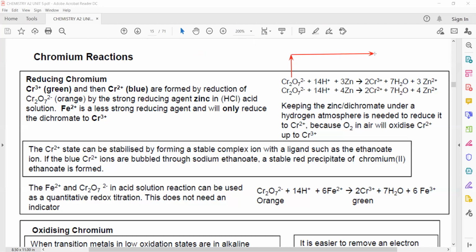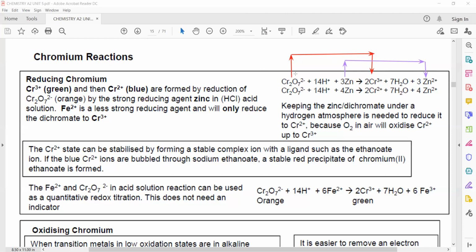dichromate changes from +6 to +3, and the zinc atom changes into a zinc ion. So zinc is oxidized, whereas chromium is reduced. Why is zinc oxidized? Because when we check the electrode potential in this case, its electrode potential is higher, so it can easily reduce the other substance.